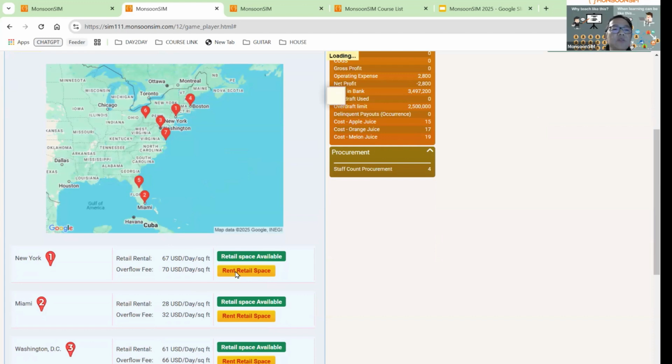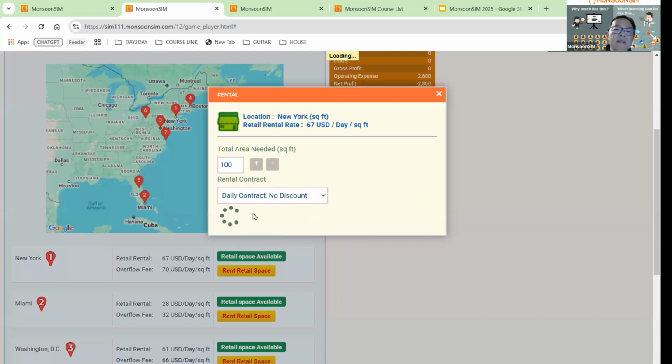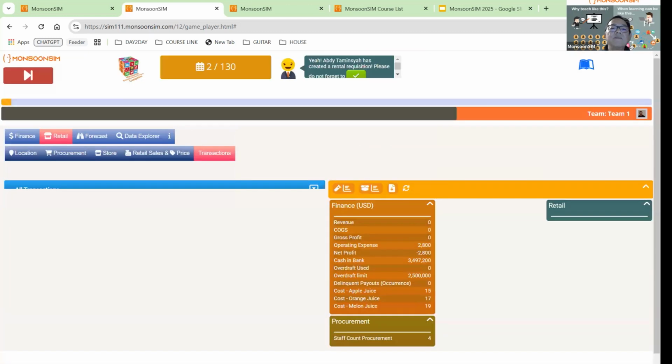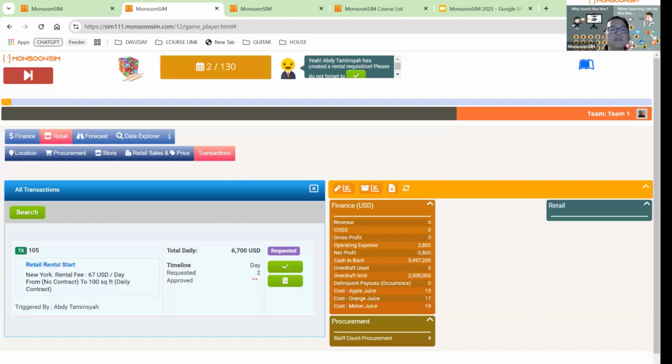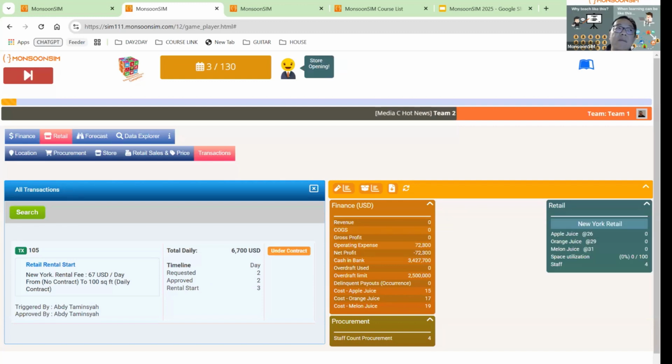So I'm going to click go to retail and I'm going to get 100 square feet of store in New York, right? So I select this and I approve. Now I have signed a rental agreement with the lessor that I'm going to lease 100 square feet. And then if I go to the next day, look what happened. Then my store has come in, New York. I have 4 staff working in New York, and I have nothing for sale.